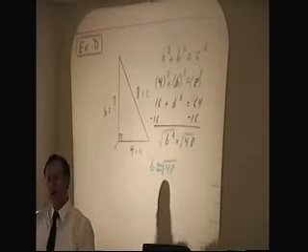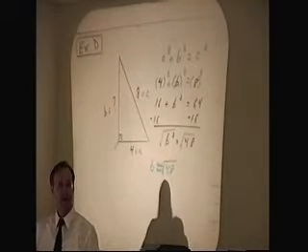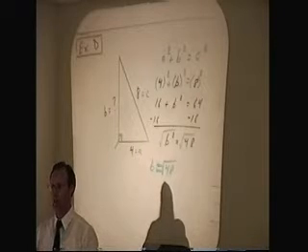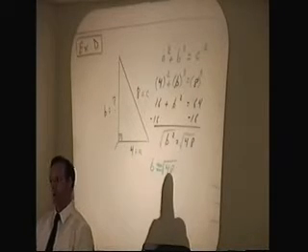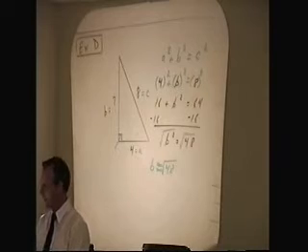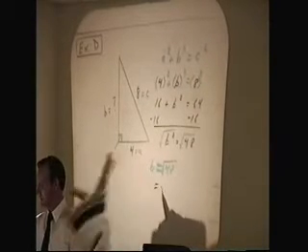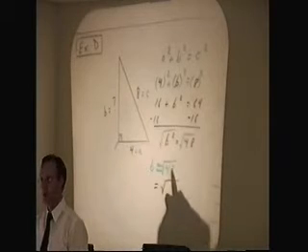Look, 49 is 7 times 7. Since this is 48, it's really close to 7. It's a little bit less, 6.9 or so. Now, when we want to find an exact answer, we're supposed to find the perfect square factor, which in this case is 16, not 4.